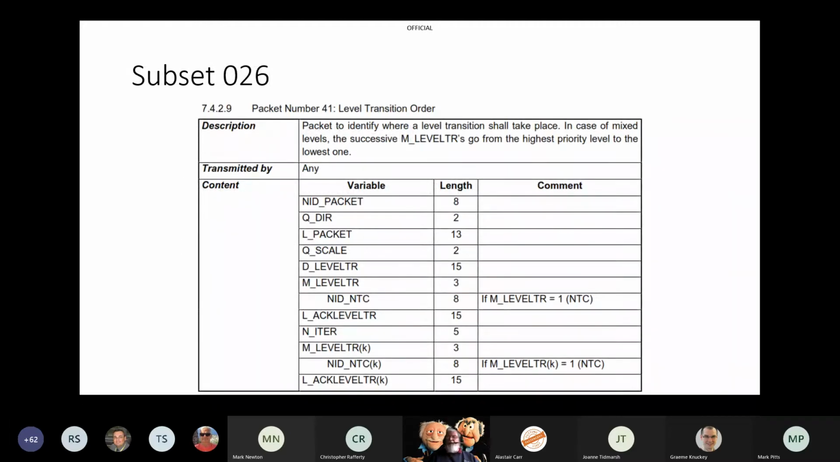Packets are defined in chapter 7 of Subset 26. So again, we're dotting around the documents to find things, and there we can find a level transition order described with all the fields.